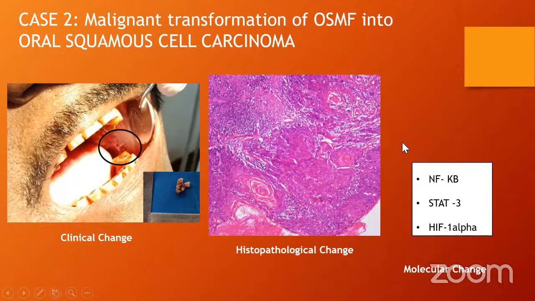And at the molecular level, I would like to talk about these 3 factors. NF-κB, a transcription factor that promotes tumor invasion, migration, metastasis, and angiogenesis. The STAT3, which increases the secretion of major inflammatory cytokines, leads to uncontrolled growth and malignant transformation. And then HIF-1 alpha activates the transcription of tumor invasion related genes.